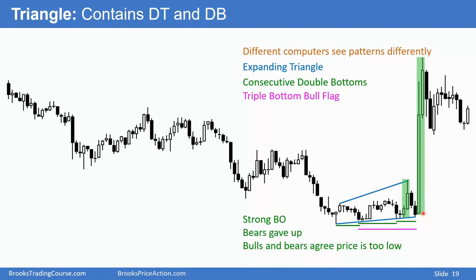The bulls gave up. The bears tried again to reverse, but a higher low, and then the bulls bought very aggressively up, and the bears gave up. The market was repeatedly trying to go down and failing. At some point, the bulls and bears both agree the price is too low. The market has gone down too far. It probably has to go higher to find where the fair price is, and it did so violently here.